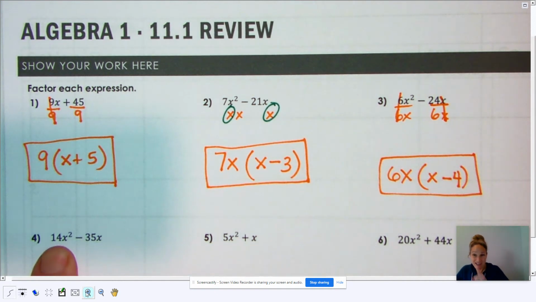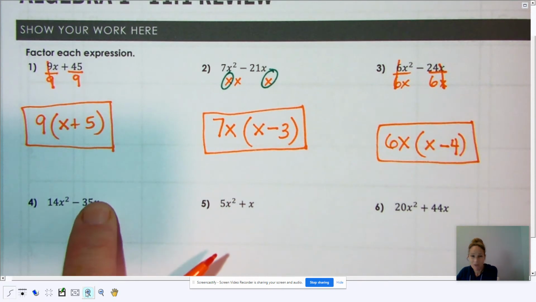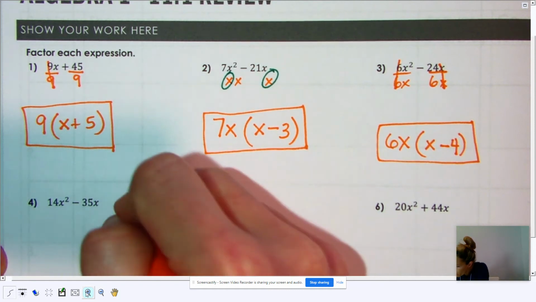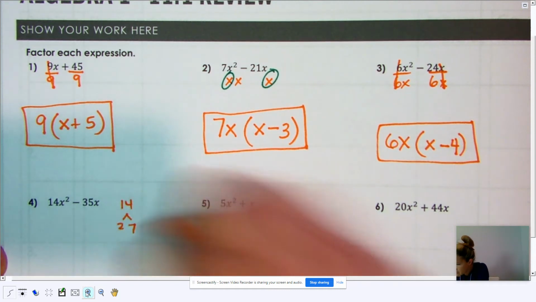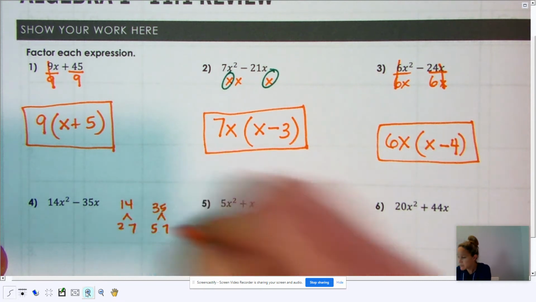All right, another one, just like it. So this one, neither one of my secret shortcuts work. Sometimes I check to see, well, can the little one go into the big one? Nope, 14 can't go into 35, so that didn't work. If I subtract them, could that go into it? A difference of 21? No, that couldn't. So you need to say, well, 14 is 2 times 7, and 35 is 5 times 7.